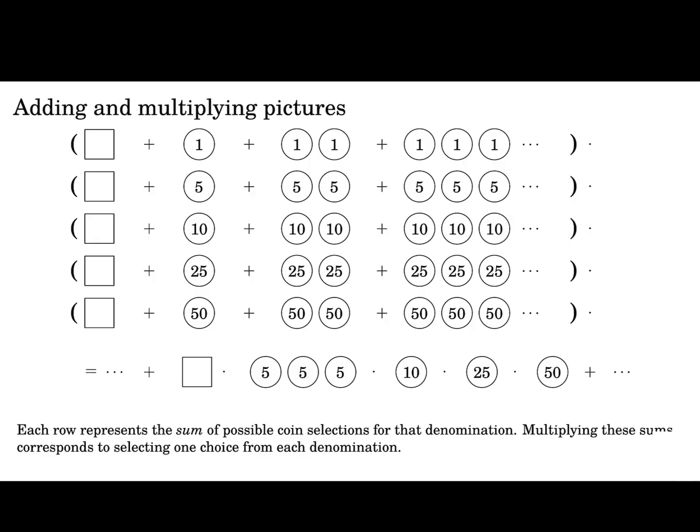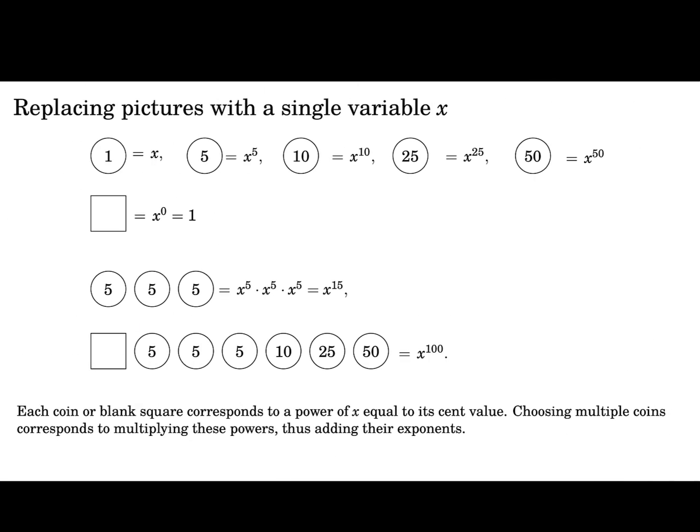Now, of course, dealing with all these pictures can become a bit cumbersome, so let's replace the pictures with a single variable. So the idea here is, pennies will be represented by the variable x, the idea being that it's like an x to the power of 1. A nickel is going to be an x to the power of 5, a dime x to the power of 10, and so on. And when you don't choose something, it's the same as getting a 0, so it's an x to the power of 0, which is just like a 1.